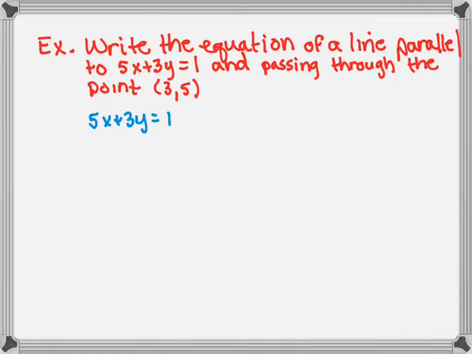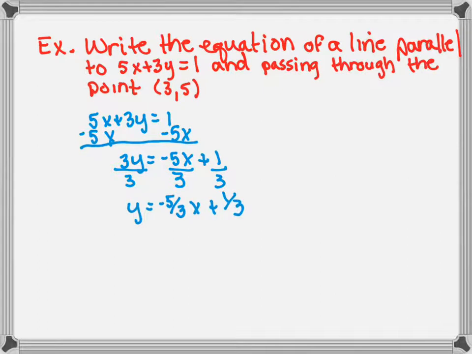For example, let's write the equation of a line parallel to 5x plus 3y equals 1 and passing through the point 3, 5. So we have 5x plus 3y equals 1. Let's first find the slope of this line by solving for y. Subtract 5x: 3y equals negative 5x plus 1. Let's divide everything by 3. Y equals negative 5/3 x plus 1/3. So the slope of this line is negative 5/3.